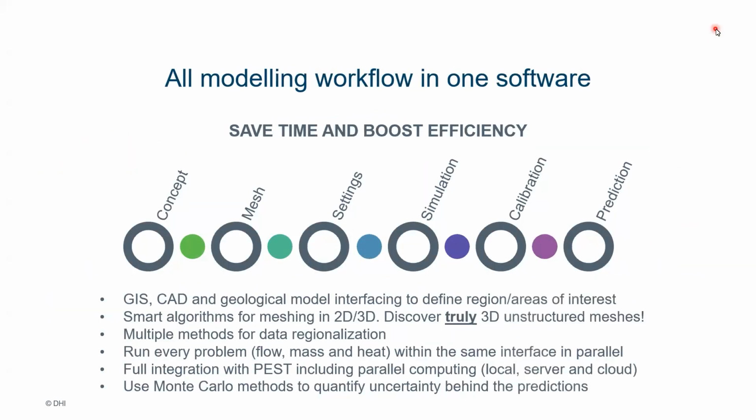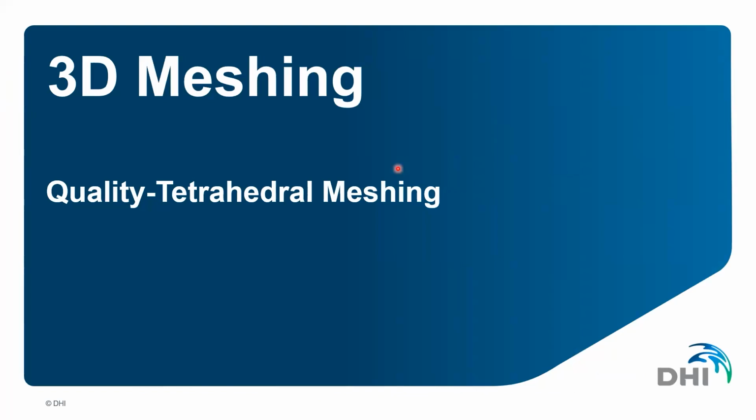And as we say, we want to have a software that is all in one and supports you from the very beginning, that is the conceptual model, until the final part of the workflow, which is calibration and model prediction. Today, we will be talking about the first part, conceptualization and meshing. Today, we will be talking about 3D meshing.